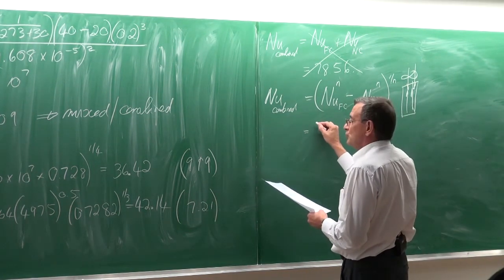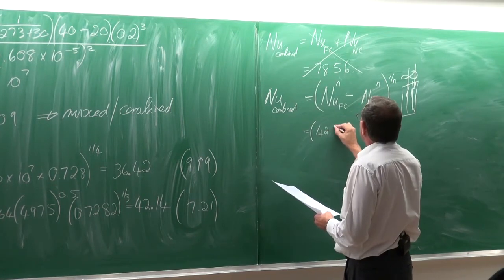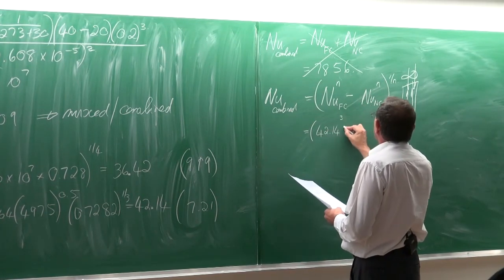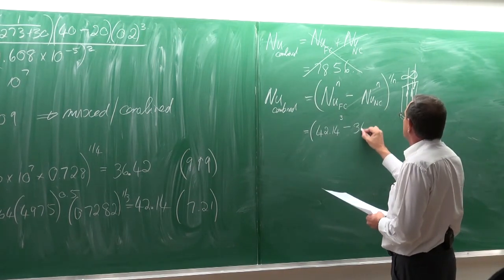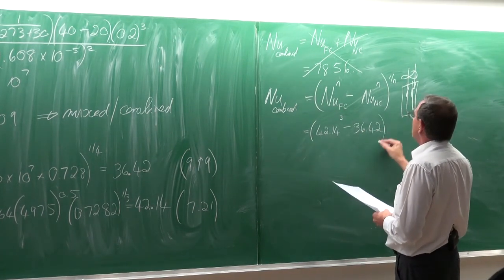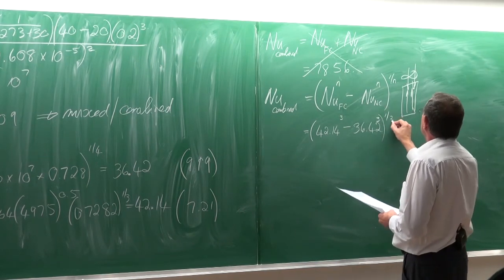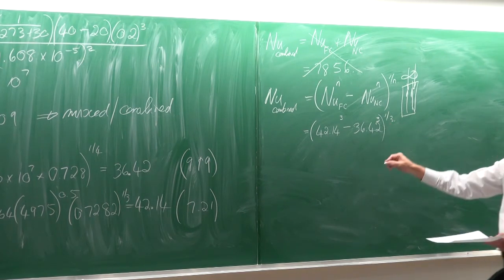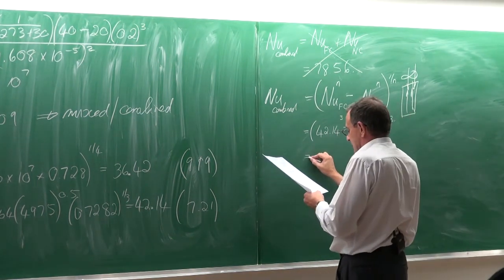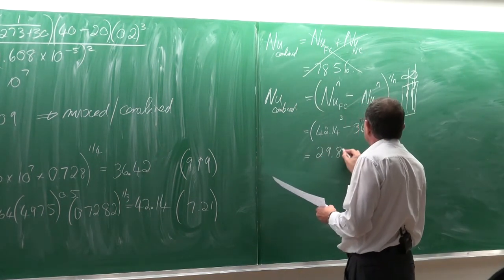Right, so it is equal to 42.14 to the power of 3 minus 36.42 to the third, and everything to the power of one third, and that would give us a Nusselt number of 29.8.